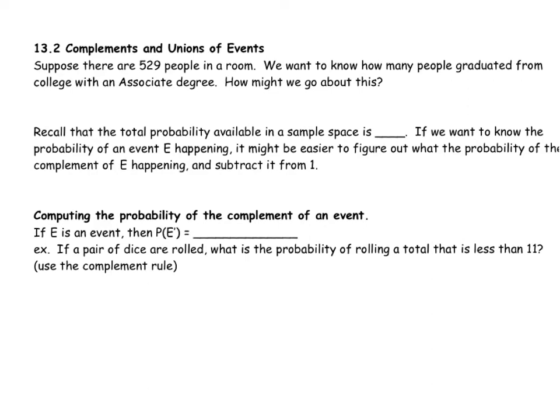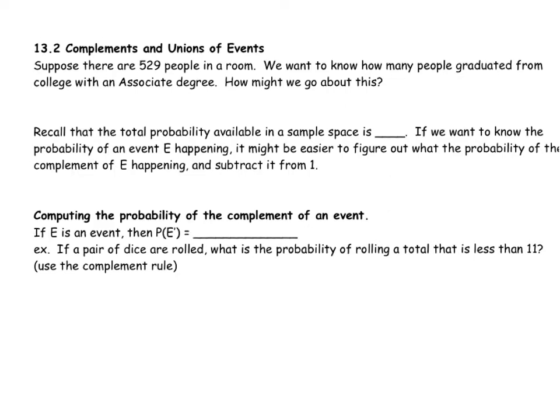Well, let's assume that those people are people from the PCC graduation. Say we're at the graduation, and there's a lot of people in the room, and we want to figure out how many people graduated with an associate's degree. Well, probably most of them did because they graduated that day, right? So an easier way to count might be to see how many people didn't graduate and then just subtract that number from the bigger number. So say like 20 people didn't graduate, then there would be 509 people who did graduate with an associate's degree. So that's called the complement.